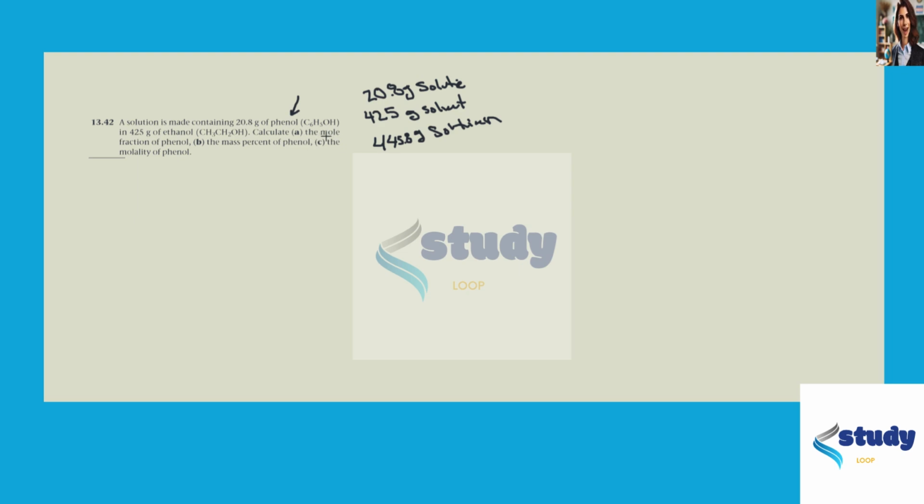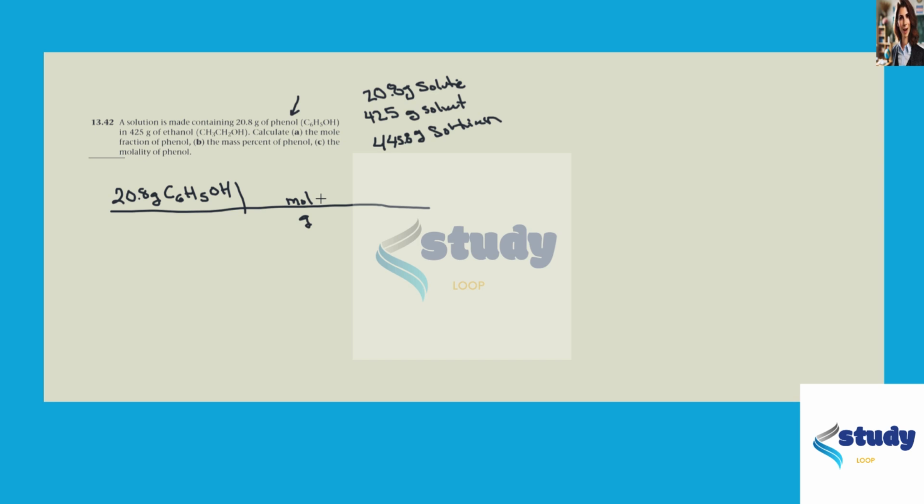We've already looked at what we should be looking at on here. So whenever we need the mole fraction, this has to be in moles. So unfortunately, we're going to have to go through and convert. We've got 20.8 grams of phenol, which is C6H5OH. All right, how do we convert things from grams to moles? If you said periodic table, you'd be absolutely correct.